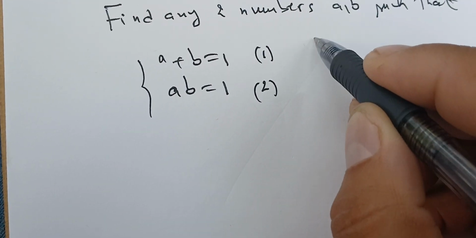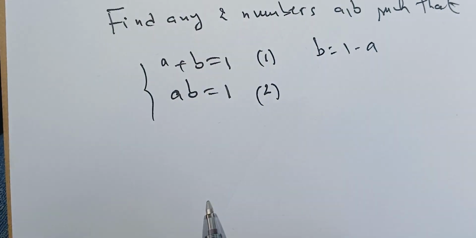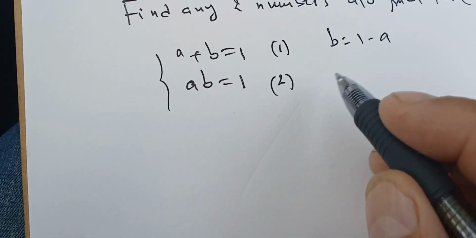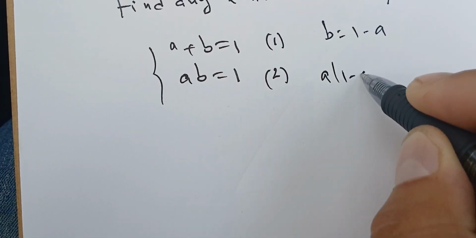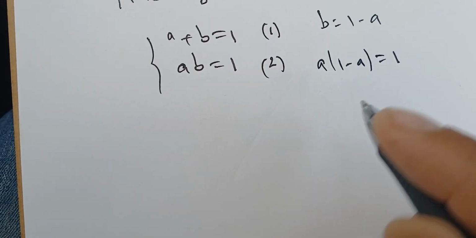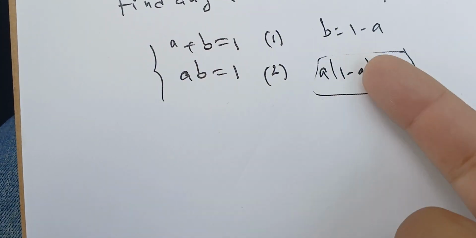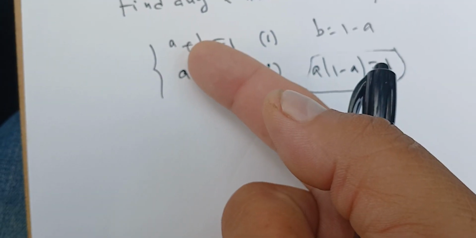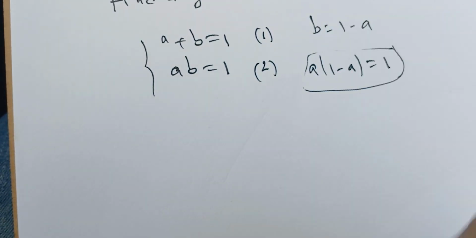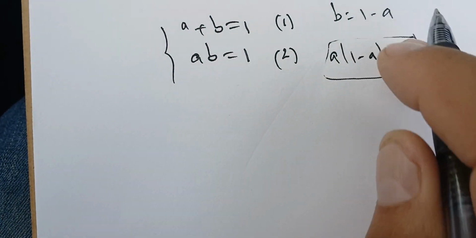In fact, we have b is 1 minus a. And if we plug that into the second equation, we get a times 1 minus a equals 1. So we're going to start working with this equation to find a. Once we find a, we plug back here to get b. So here, let's work with this equation. We have a times 1 minus a equals 1.